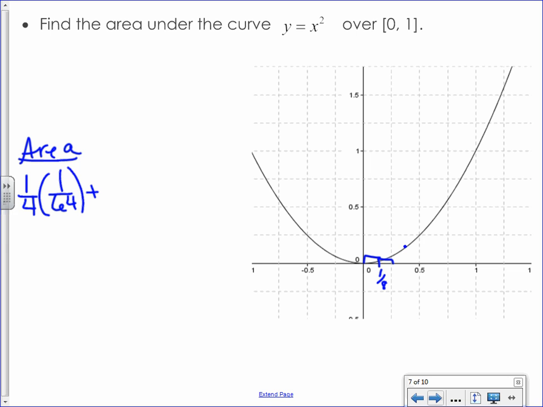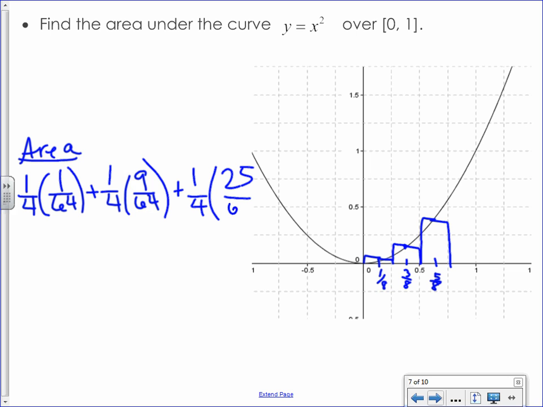This rectangle between 1/4 and 1/2 gets its height from where x is 3/8. This rectangle gets its height from where x is 5/8. Do you see why this maybe isn't quite as enjoyable? And then this height comes from when x is 7/8.